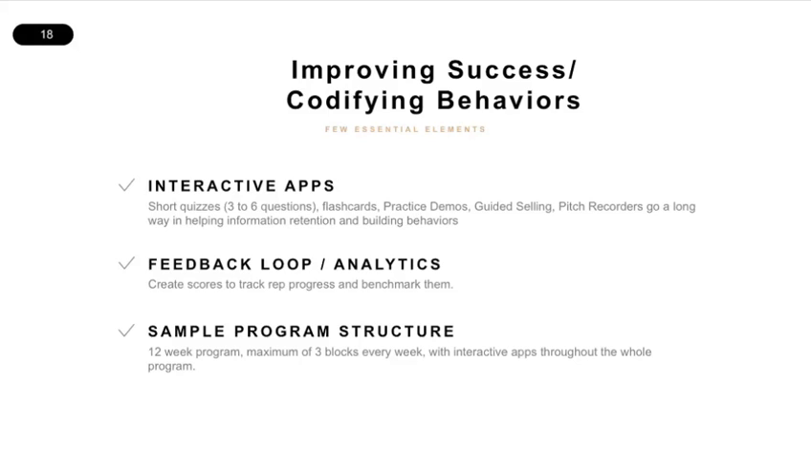For a sample program structure, based on our experience, a 12-week program with a maximum of 3 content blocks every week, with interactive apps throughout the whole program, and repeating 1 or 2 blocks every other week, interlaying those blocks with some of the newer blocks that you're introducing, also improves the overall retention and memorization cycle.